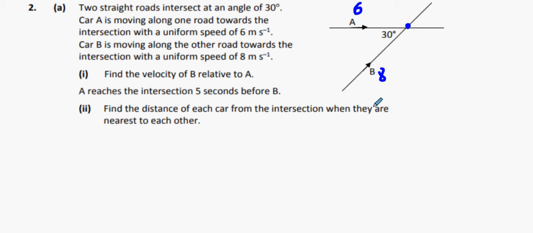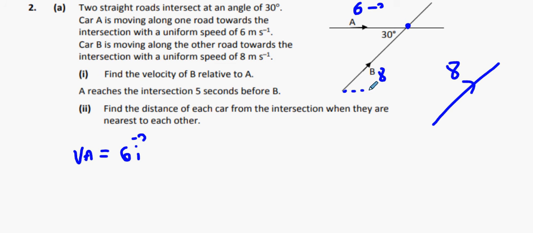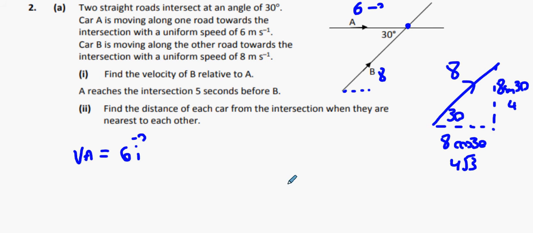Alright, let's do PBA. Velocity of A. Everybody happy with 6 to the right? 6 to the right would be 6i. This one's going up at 8. Opposite alternate angle would make that 30. So this is 8 cos 30 and this is 8 sin 30, which is 4 root 3 and 4 respectively. So PB is 4 root 3i plus 4j. Everybody with me so far?